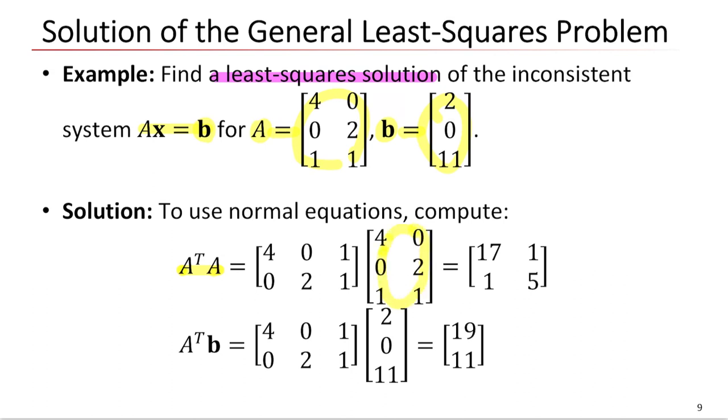First, let's find A transpose A. A is here. A transpose is what? Here, because this just swaps the rows and columns. Then how can you compute this? For this value, we use this row and this column, and for this one, we use this row and this column. We already know how to compute matrix multiplication. Then A transpose b: vector b is here, this one times this one is here, this one times this one is here. So we find A transpose A and A transpose b.